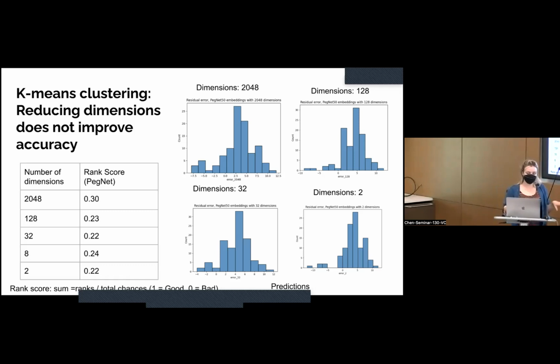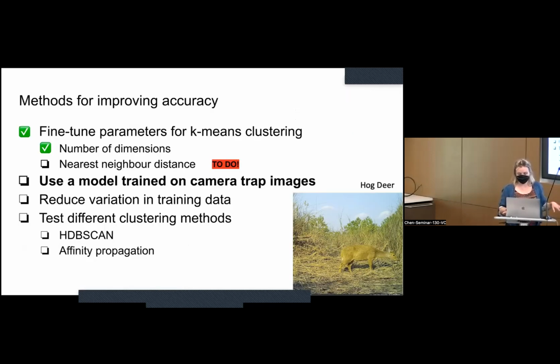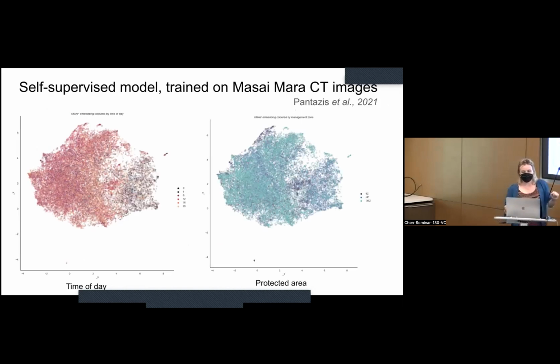And 0 is rubbish score. So I got 0.3, so it's not doing very well, basically. But this seemed to actually get worse with reducing the number of dimensions. So yeah, reducing dimensions doesn't really improve anything by the look of it. And then the next thing I need to do is look at nearest neighbor distance, which is another parameter which I still have to do.